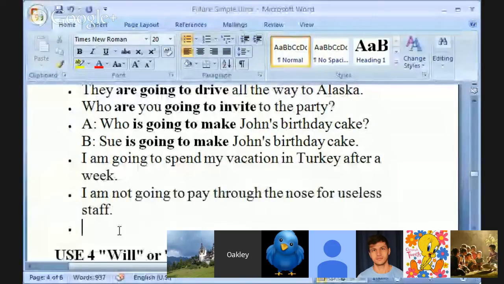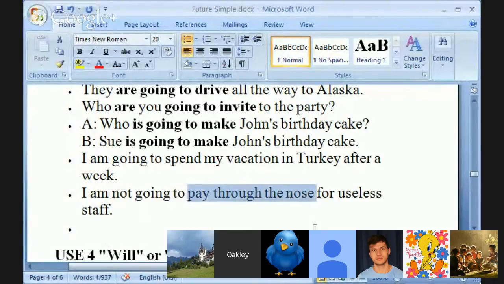What does through the nose mean? Oh, okay, yeah. I should explain that. I'm sorry. Pay through the nose. He used a funny idiom, which is why I was laughing. This is an idiom. The whole thing together is an expression. If you pay through the nose, you overpay. You pay a lot.